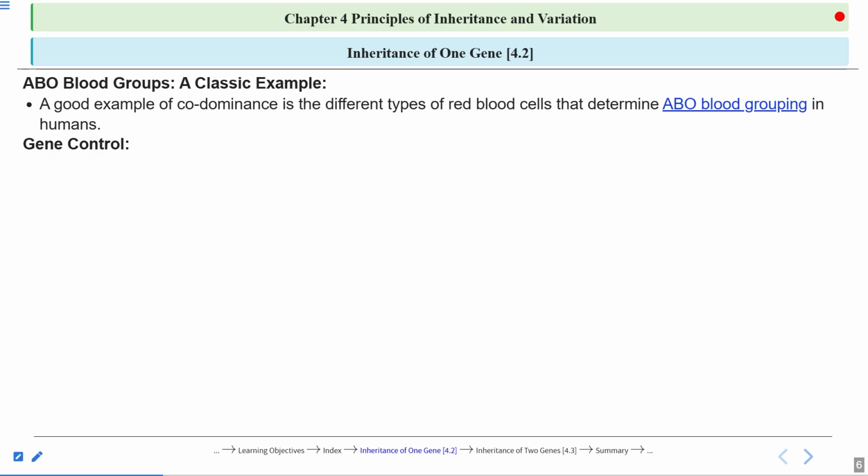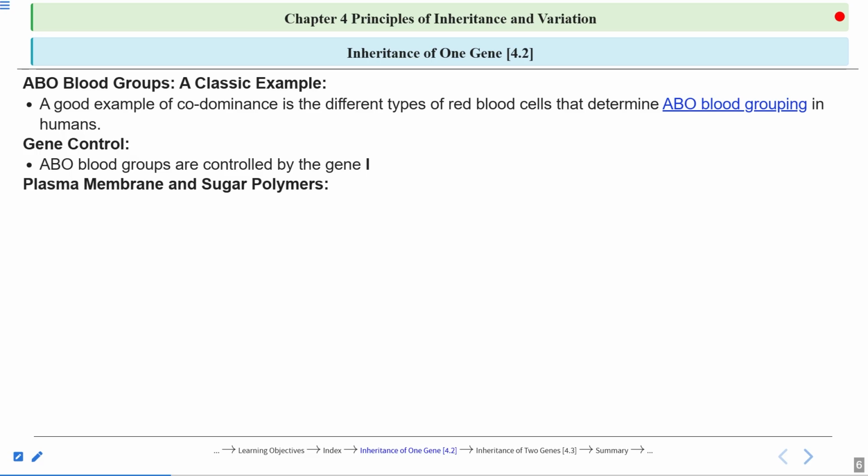First, let's talk about the gene which controls the blood group system. ABO blood groups are controlled by the gene I. This is the gene which controls the ABO blood groups. Now, let's understand the plasma membrane and the sugar polymers present on the red blood cells. We have discussed that red blood cells are of different types. How are they of different types? Because of their plasma membrane. There are some sugar polymers present on the plasma membrane of these red blood cells which make them different.